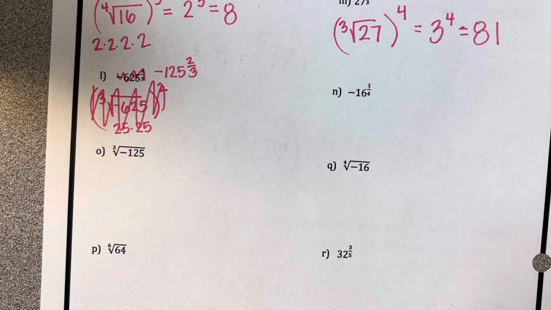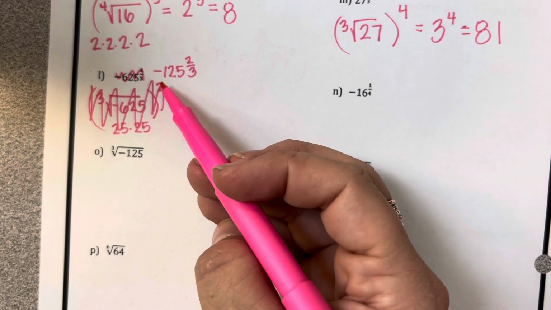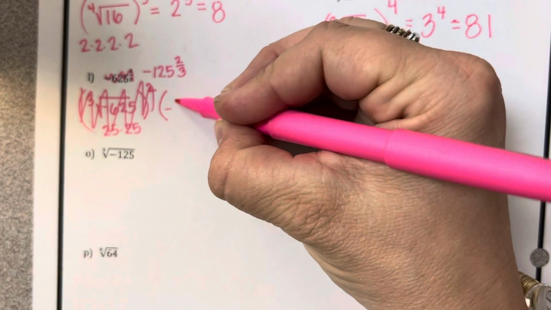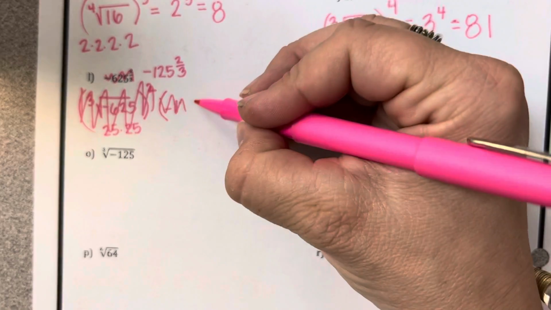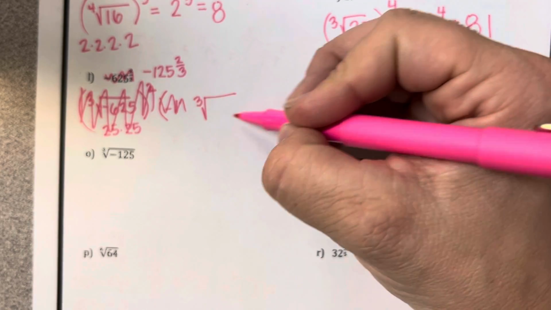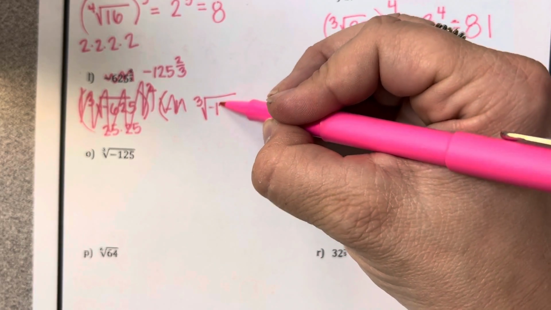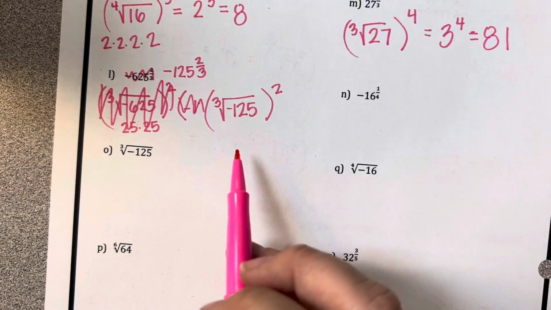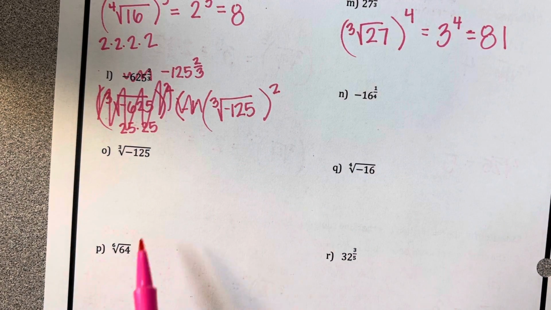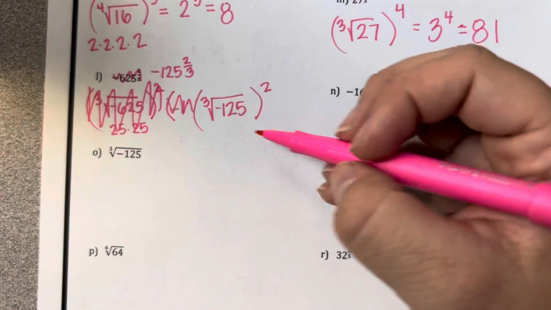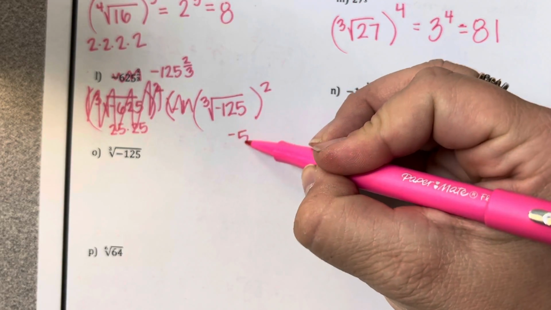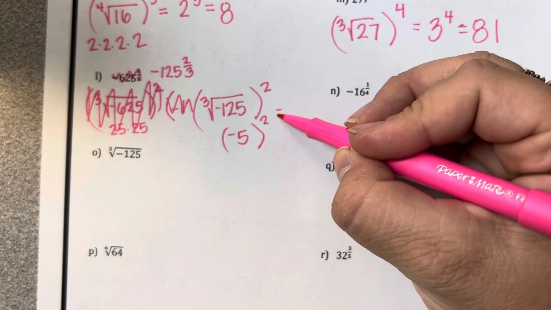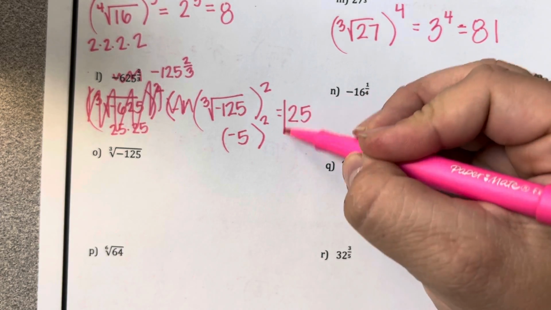Okay, I'm back. Sorry, let's do the cubic root of negative 125, squared. The cubic root of negative 125, and then squared. So 5 times 5 is 25. 25 times 5 is 125. And if it was negative 5, then it would give us a negative. So negative 5 squared is positive 25.